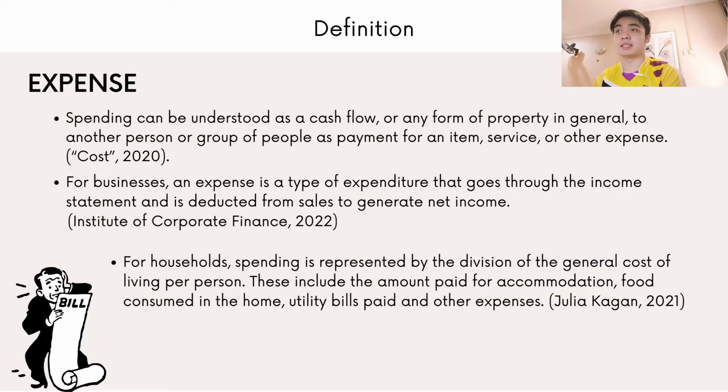Next up, expense. Spending can be understood as a cash flow or any form of property in general to another person or group of people as payment for an item, service, or other expense. Besides, for businesses, an expense is a type of expenditure that goes through the income statement and is deducted from the sales to generate the net income. Besides, for household, spending is represented by the division of the general cost of living per person. This includes the amount paid for accommodation, food consumed in the home, utility bills paid, and other expenses.